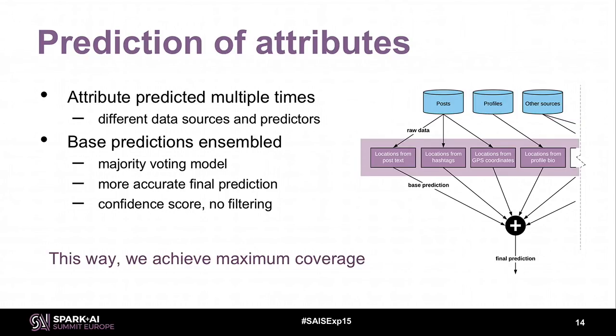And this way, we generate a number of base predictions. Then we collect these predictions, we combine them, we ensemble them using a majority voting model, and calculate a single, more accurate final prediction. At the same time, we also calculate a confidence score. This number says how much we believe the prediction is correct. But in this phase, we don't use the score to filter out less reliable results. We just predict all those attributes, calculate the scores, and send it to our recommender.